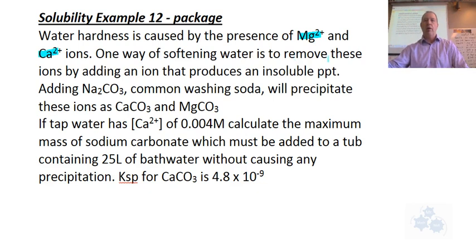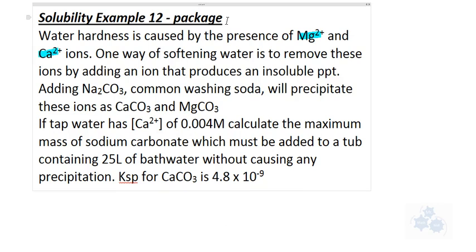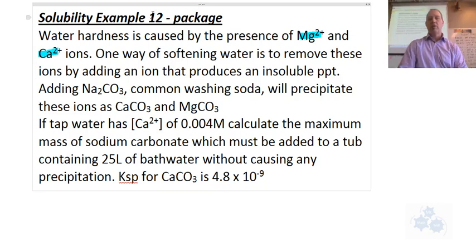One way of softening water is to remove these ions by adding an ion that produces an insoluble precipitate. So this is exactly what we've been doing in our solubility unit, right? We want to add an ion that will help make an insoluble precipitate. So what we want to do is add this right here. See this? Sodium carbonate. Now, sodium carbonate is very soluble.